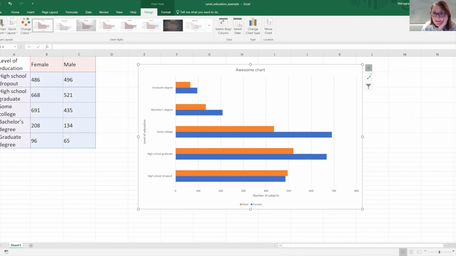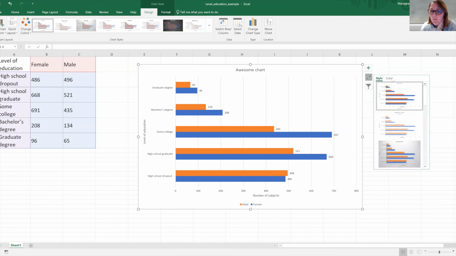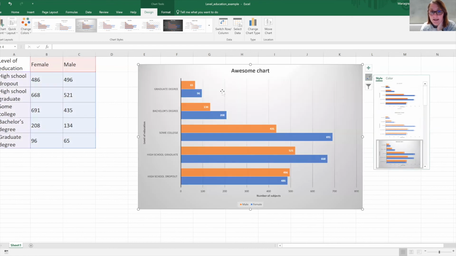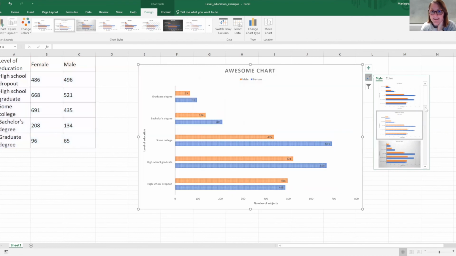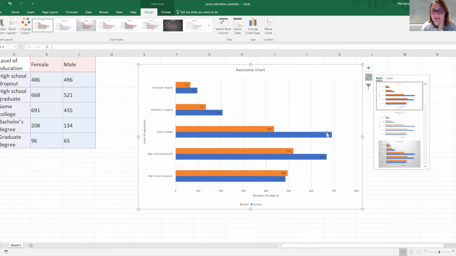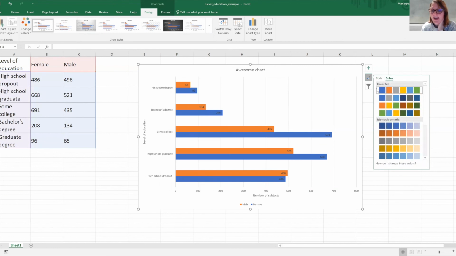Then clicking again here, we can, for example, add the data labels. So we know exactly how many subjects we have between, for example, male and female who are in the graduate degree level of education. Then if we click here, we can change the style of our plot. So for example, if we like something else, like maybe with white labels or something like that, but I will stick with the one suggested by Excel. And then we can change the palette of colors.